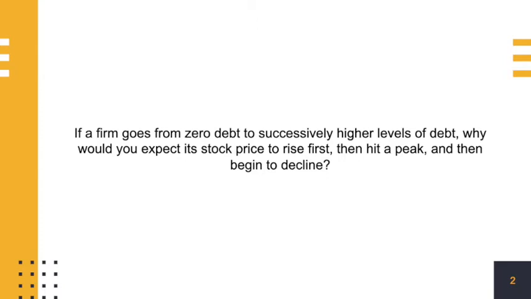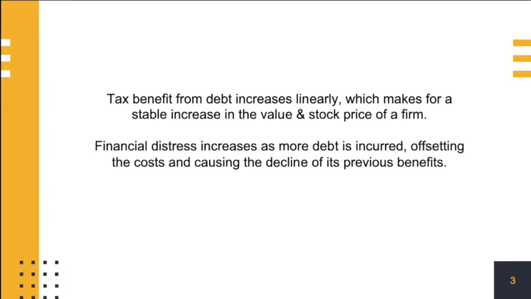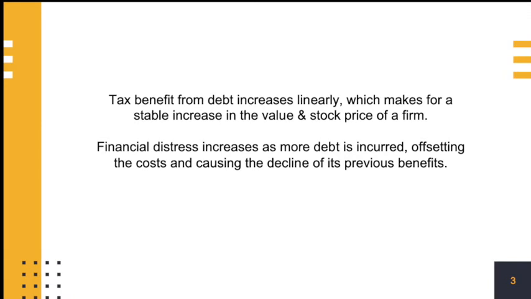If a firm goes from zero debt to successively higher levels of debt, why would you expect its stock price to rise first, then hit a peak, and then begin to decline? Tax benefit from debt increases linearly, which makes for a stable increase in the value and stock price of a firm. Financial distress increases as more debt is incurred, offsetting the costs and causing the decline of its previous benefits.